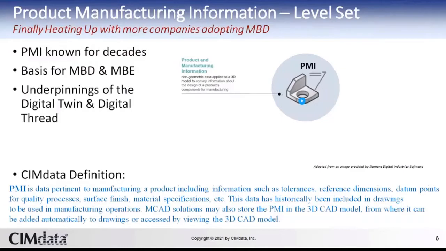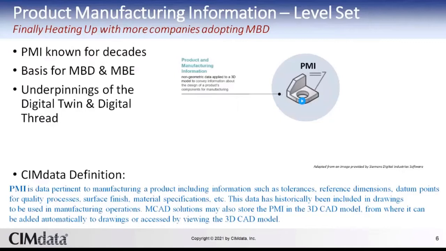Let's start with the definition of PMI. From SimData's definition, part manufacturing or product manufacturing information is data pertinent to manufacturing a product, including information such as tolerances, reference dimensions, datum points for quality processes, surface finish, material specifications, etc.